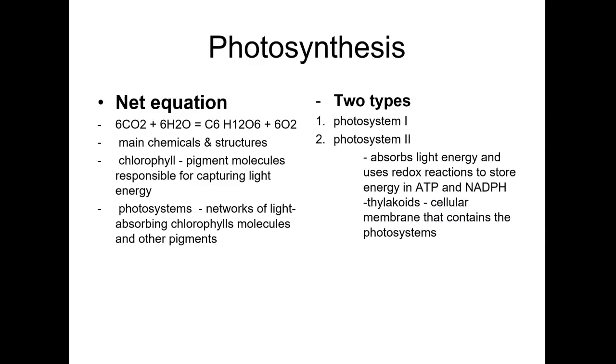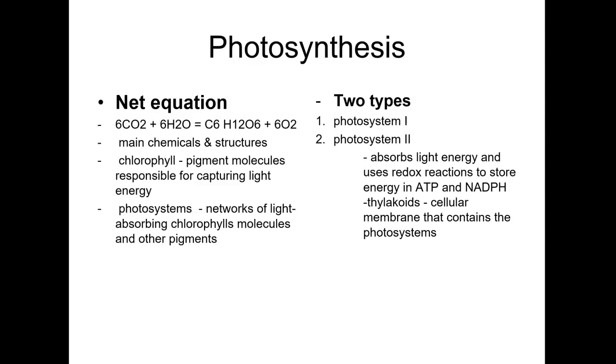So the net equation for photosynthesis: you're going to take 6 carbon dioxides and 6 waters, and that's going to make C6H12O6, which is a glucose molecule, and then 6 oxygen molecules. And so that's what you're creating. You're creating sugar and 6 oxygen molecules that get released into the atmosphere.